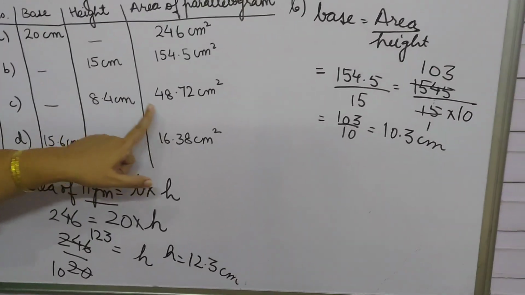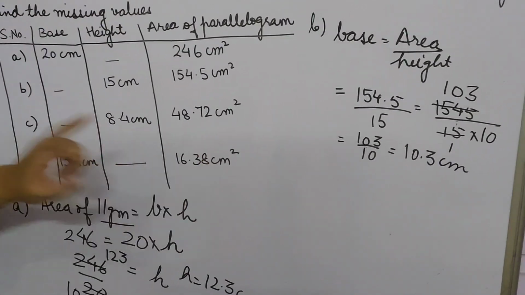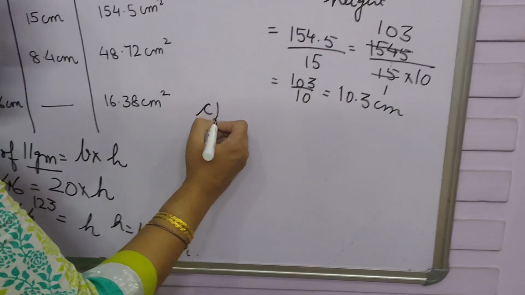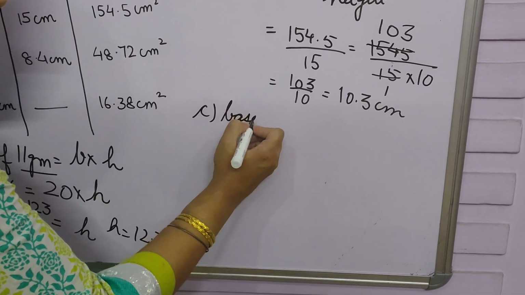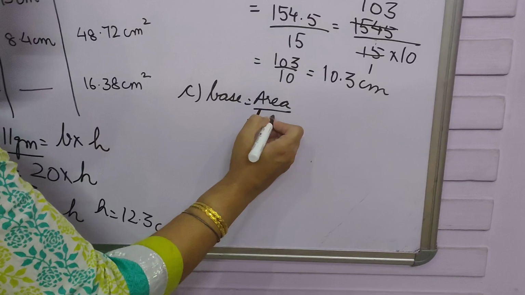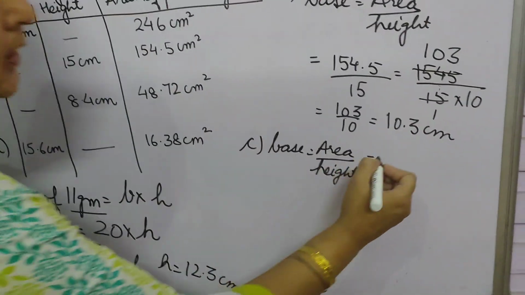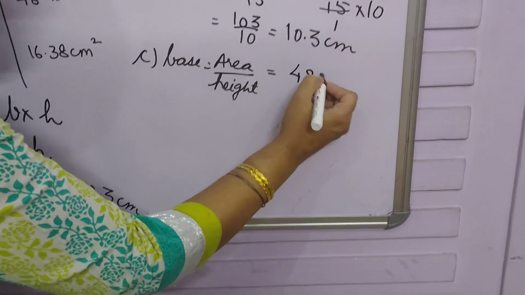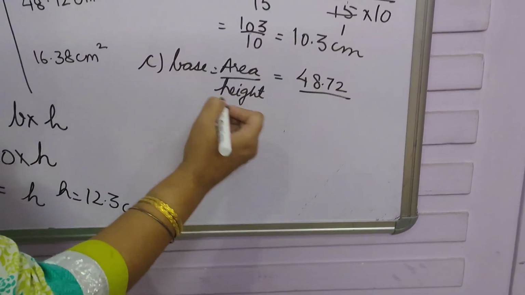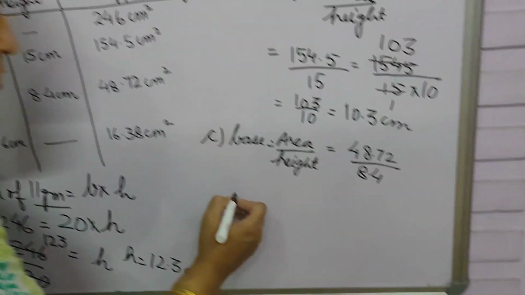Similarly in C part, again you have to calculate base. You are given height and area. So on same lines, base is equal to area upon height. How much is the area? Area is 48.72 upon 8.4. Now let us solve this.